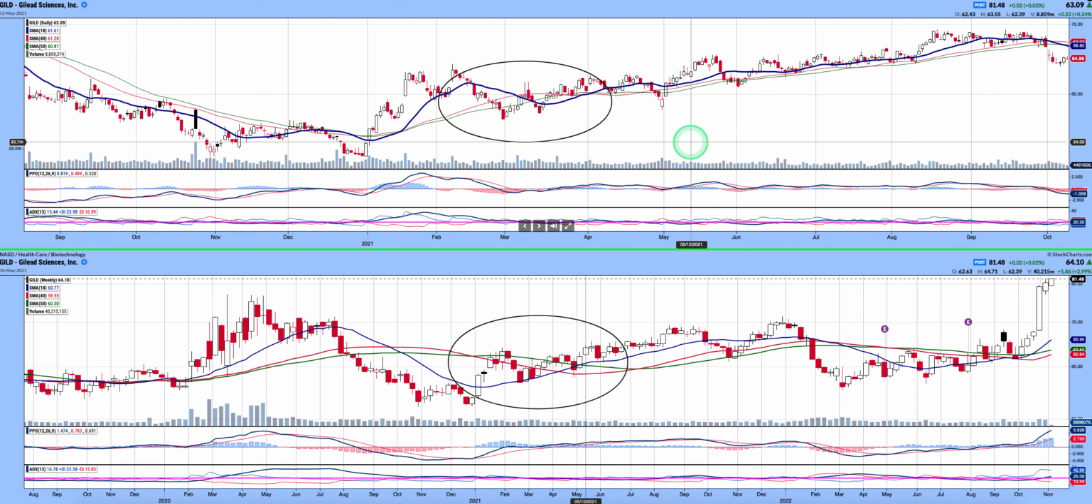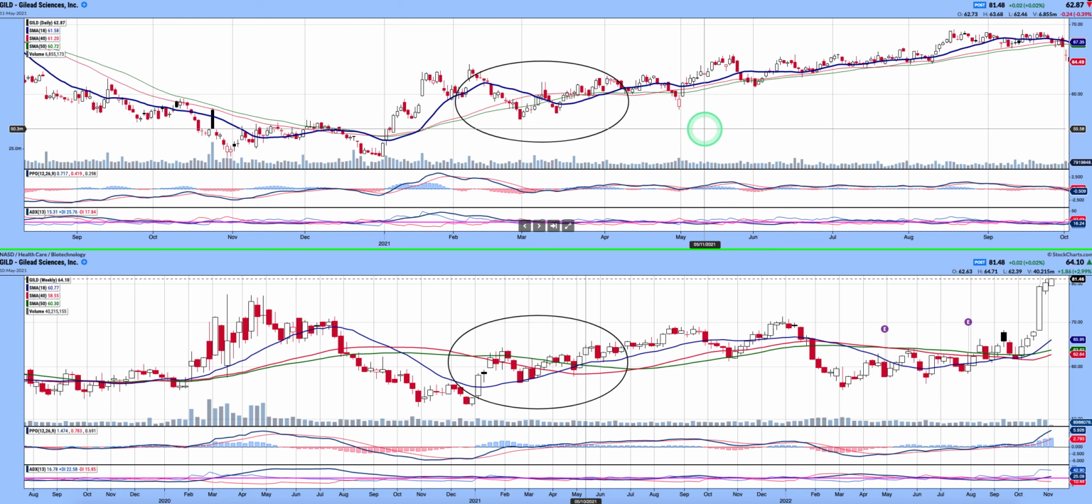Today we're going to be touching upon, real briefly, how to trade on the daily time frame, using the daily charts, using the weekly time frame.